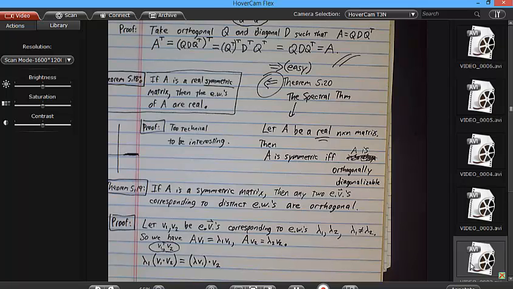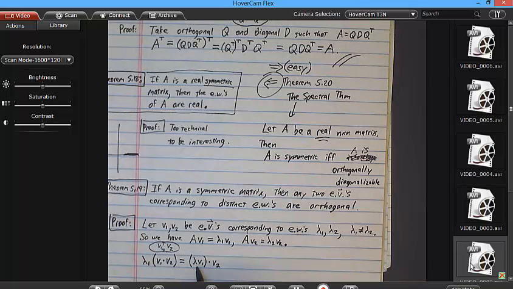What do you think I'm going to do where it says lambda 1, V1? AV1. We're going to call that AV1. That's right. Now, what is AV1? It's a vector. So we can dot it with V2. This is all making sense so far.